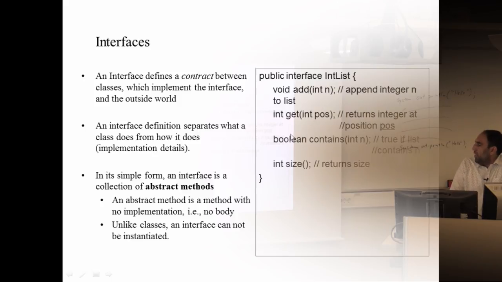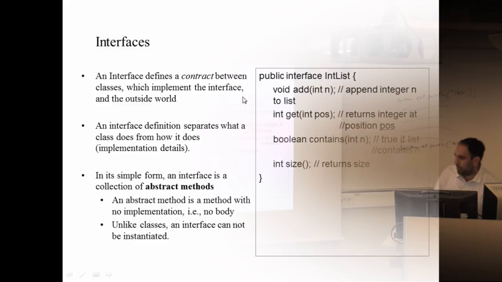Then that class should have a method with the name get, which takes an integer value and returns the value at the position passed as input. And then the class should have a method with the name contains, which takes an integer value and returns either true or false based on whether the value is contained in that class or not. So in its simple form, an interface is a collection of abstract methods, and abstract methods are methods defined without a body. There is no body defined.